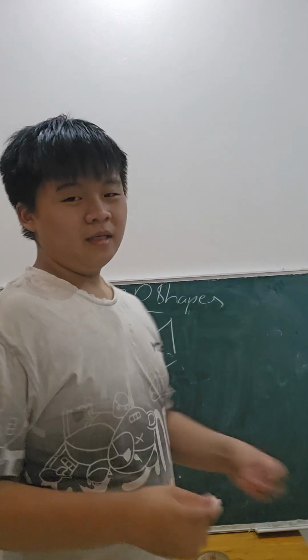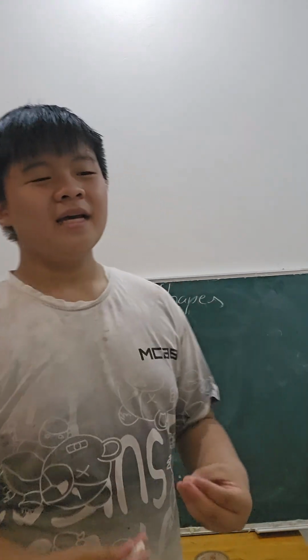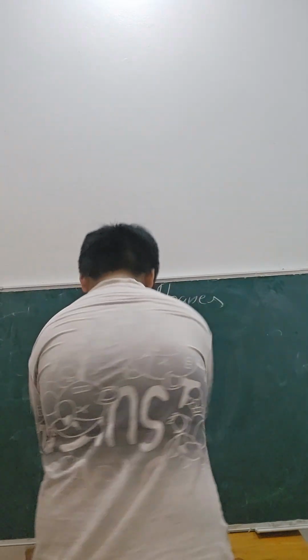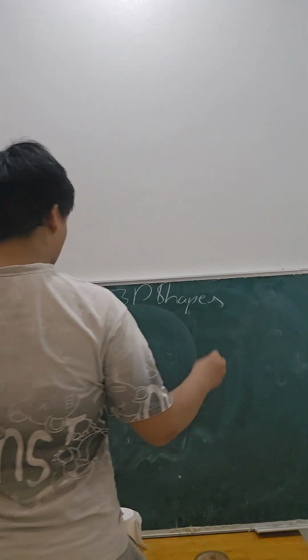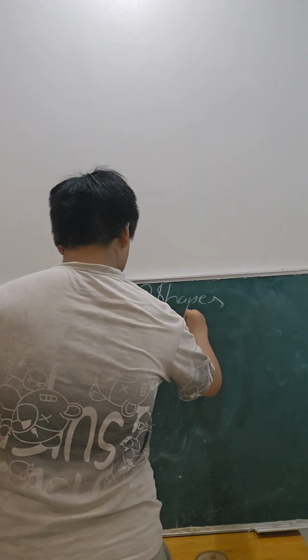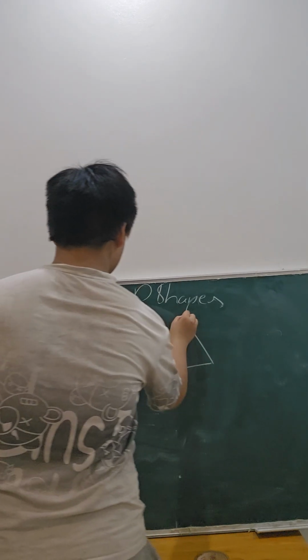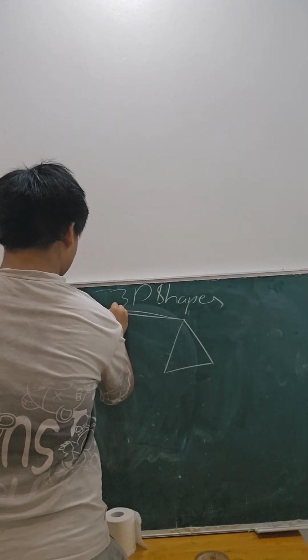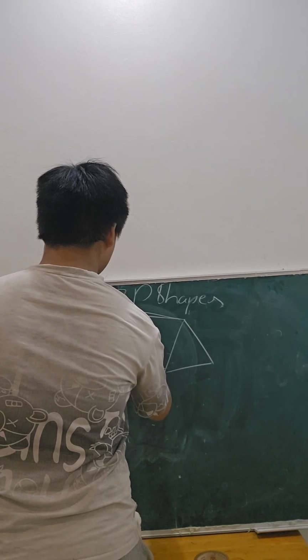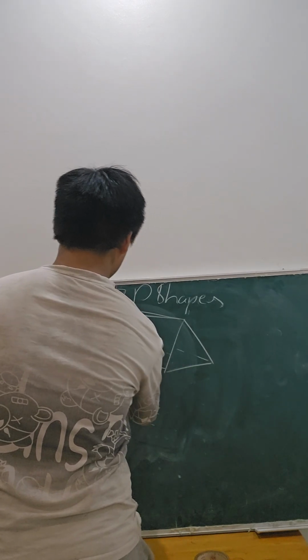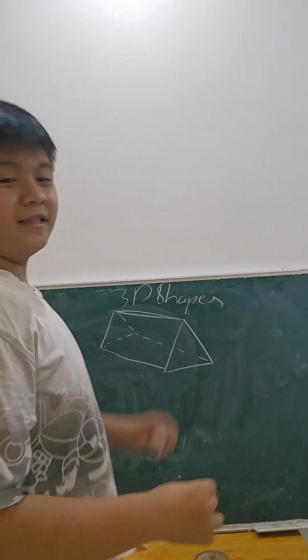Next are prisms. Prisms are basically anything that is a shape with a rectangle in it. So I'll give you an example. Alright, give me a moment. Put this cube away. Alright, so for example, this. This is a triangular prism. Now I know it sucks, but it doesn't matter. It's for educational purposes. Shut up.